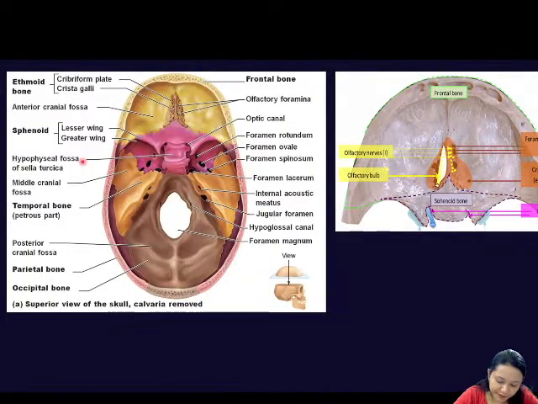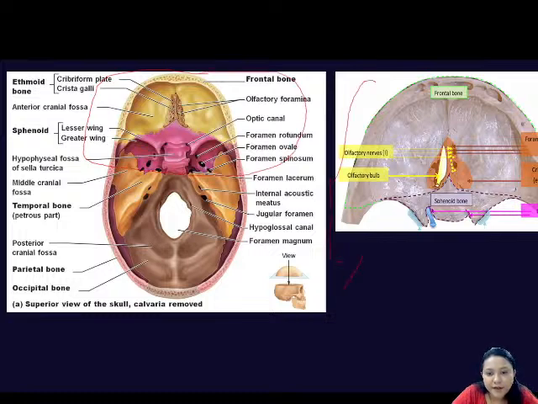Now we are going to study the foramina in each of the fossae and the structures coming out from those foramina. So what foramina are there? Let us concentrate only on the anterior cranial fossa. So this part is the anterior cranial fossa. Okay. Now what structures can we see in it?